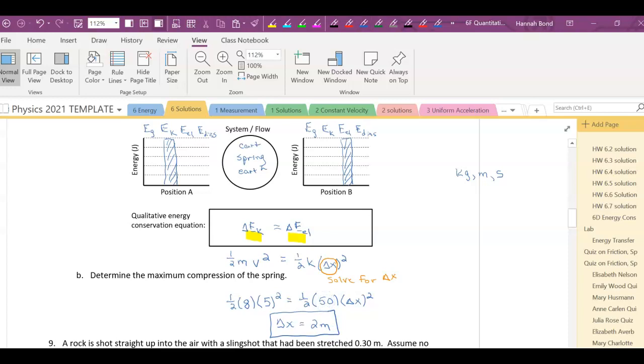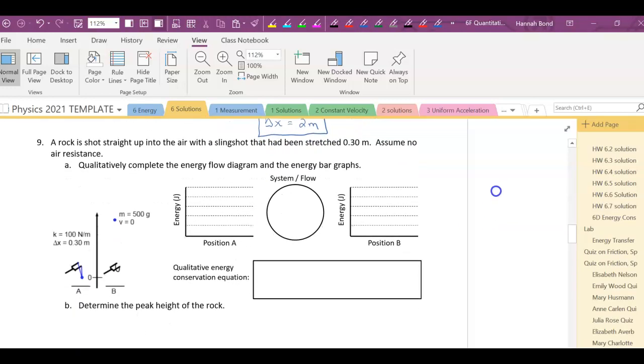Okay, let's do another one. So here we have a rock that's being shot straight up in the air. That means vertically up in the air with a slingshot that had been stretched by 0.3 meters. And we're going to assume there's no air resistance. Okay, so at the beginning, I'm going to put everything that I see here in my system. So that's the rock, it is the slingshot, and the earth.